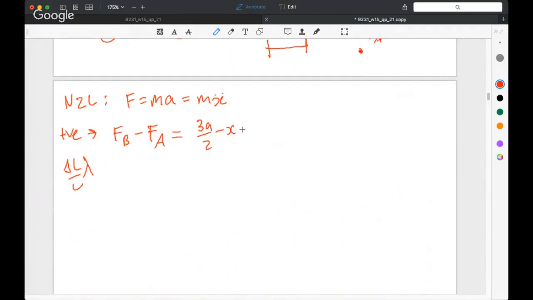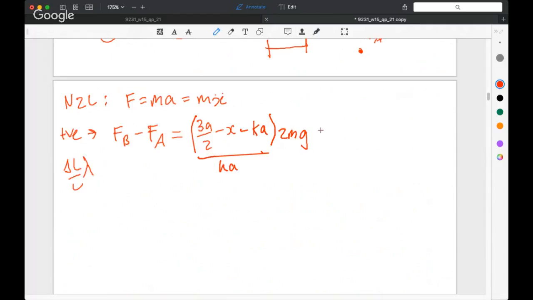Its natural length, which I'm going to have to take away, was ka. I know we know what k is, but I don't want to put in numbers yet. And we need to divide that by the natural length, which is ka, multiplied by 2mg.